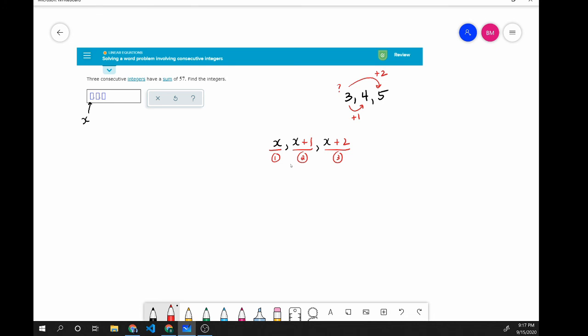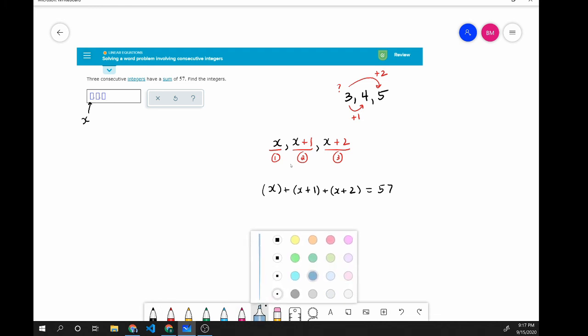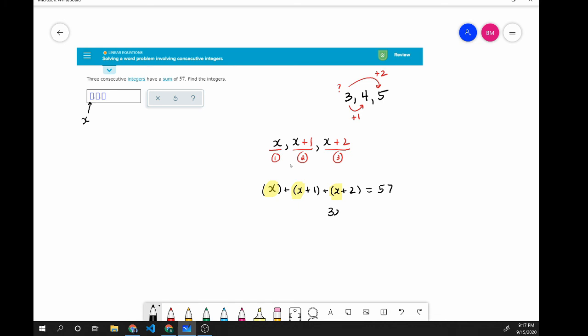together. So my equation is going to be x plus 1 plus x plus 2. Maybe this will help to group them. There's our first, second, and third numbers. All that equals 57. So I'm going to add my equation together. I see that I have x's. So I have 1, 2, 3 x's. So 3x plus 3 is equal to 57.